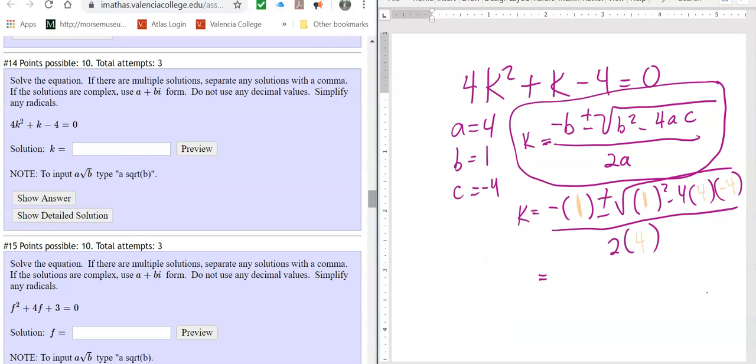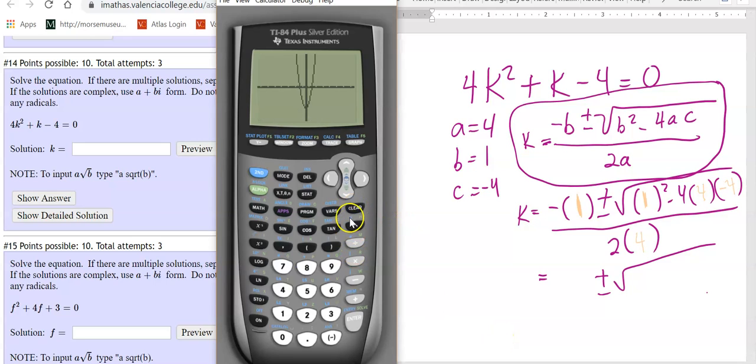All right, so now what I always do is I always multiply my radicand, which is the stuff under the radical sign. So if I have my calculator, I'm going to say 1 squared, minus 4 times 4 times negative 4. Okay, that tells me I have 65 under the radical.